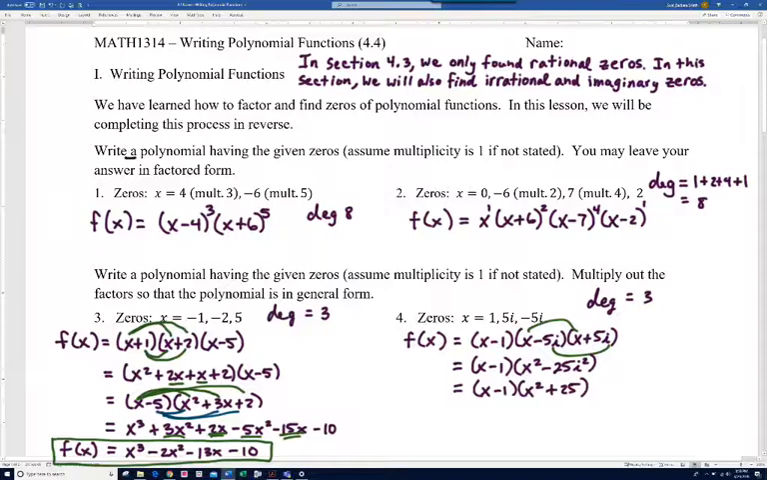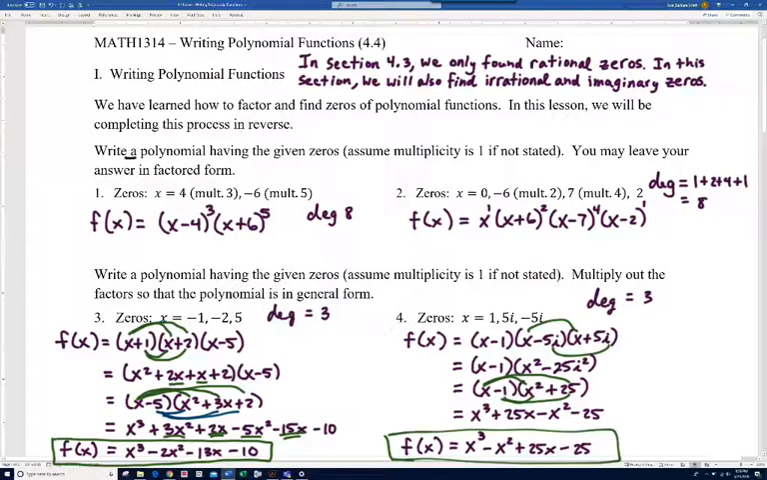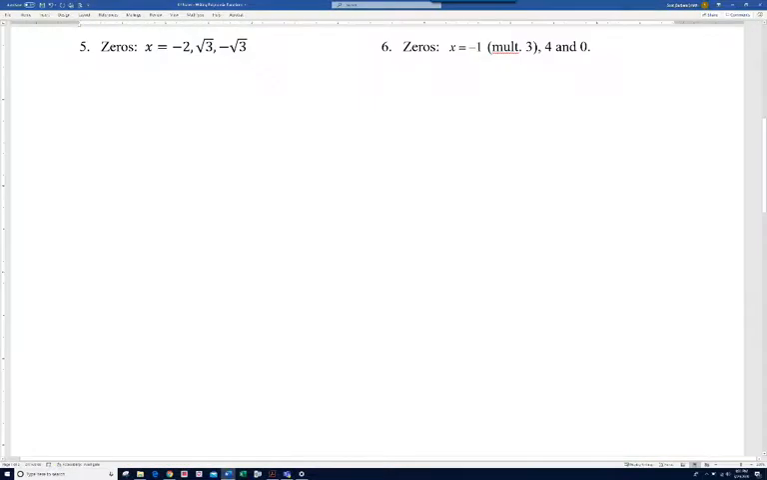So now let's go ahead and FOIL this out. We'll distribute the x. We get x cubed plus 25x minus 1x squared minus 25. And the only thing left to do here is write this in descending order. You get x cubed minus x squared plus 25x minus 25. All right, let's move on to the next page here.